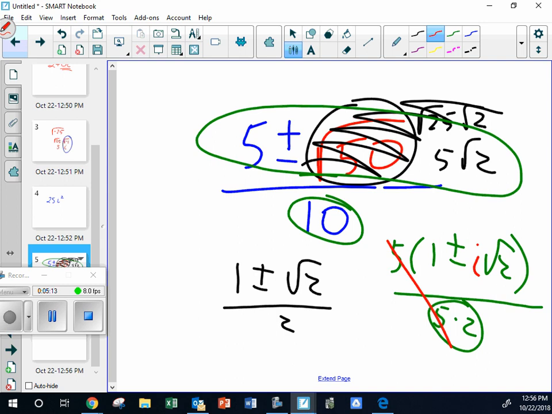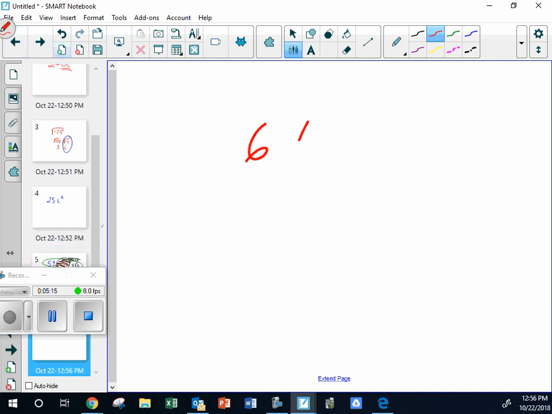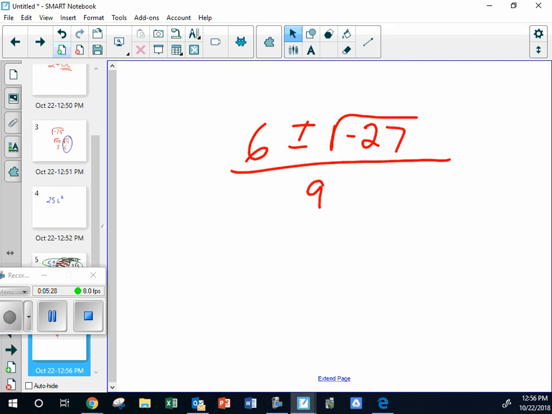Okay, so try this one. 6 plus and minus the square root of negative, let me think, 27 all over 9. And hint, there's an I in your answer. I'm going to pause for a second while you give that one a try.